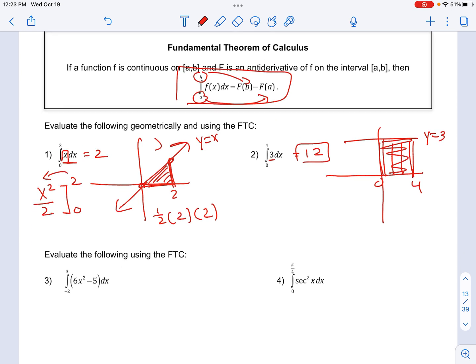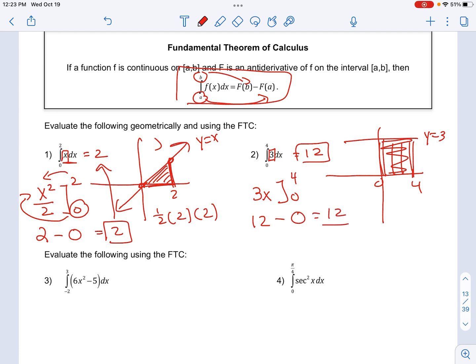So if I plug in 2, 2 squared is 4, 4 divided by 2 is 2, minus, and then I plug in the 0 for x, and that's just 0. Notice we get to the exact same thing that we got when we did it geometrically. This one, same thing. So the antiderivative of 3 would be 3x, and then my bounds are 0 to 4. So I plug in the upper bound first, 12 minus 0, and it gives me 12. Same thing when we did it geometrically.